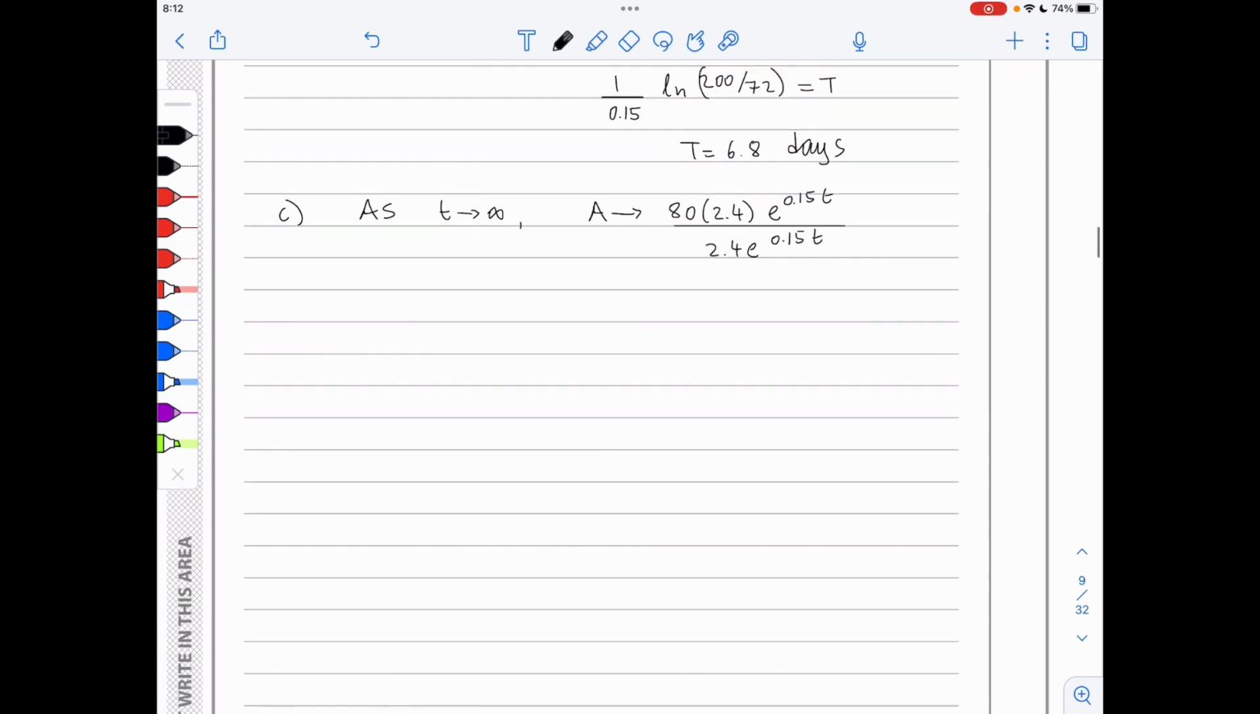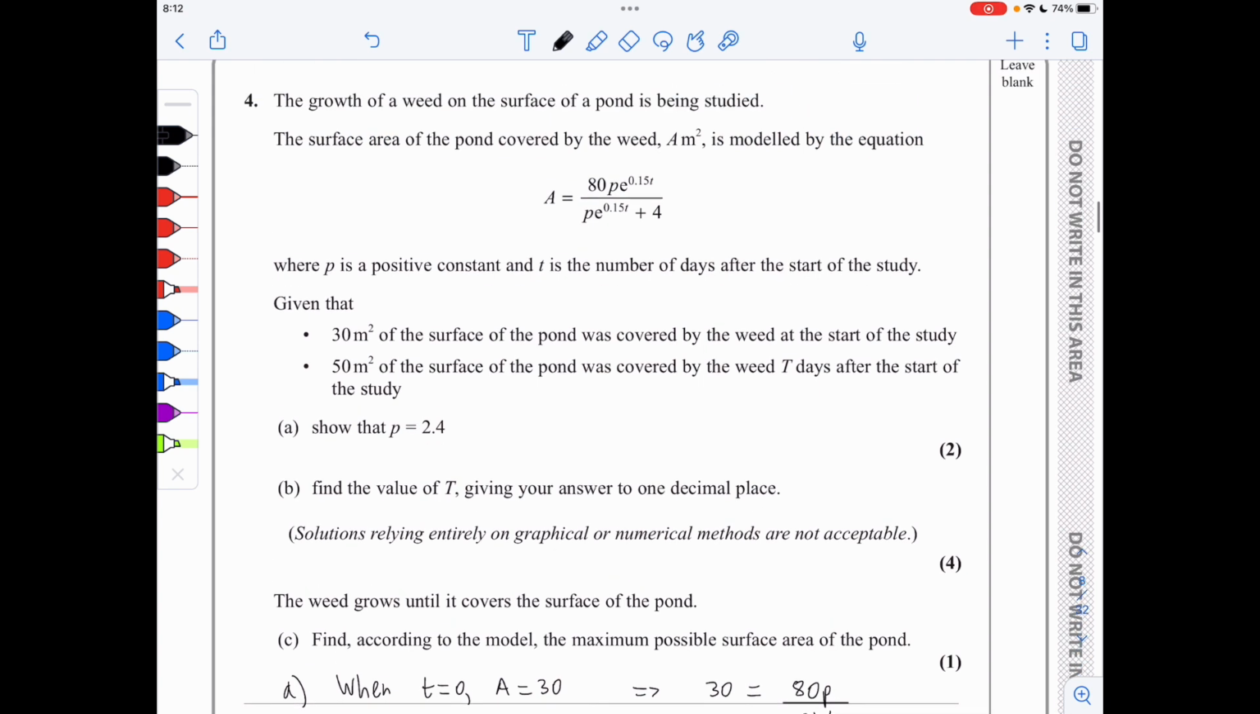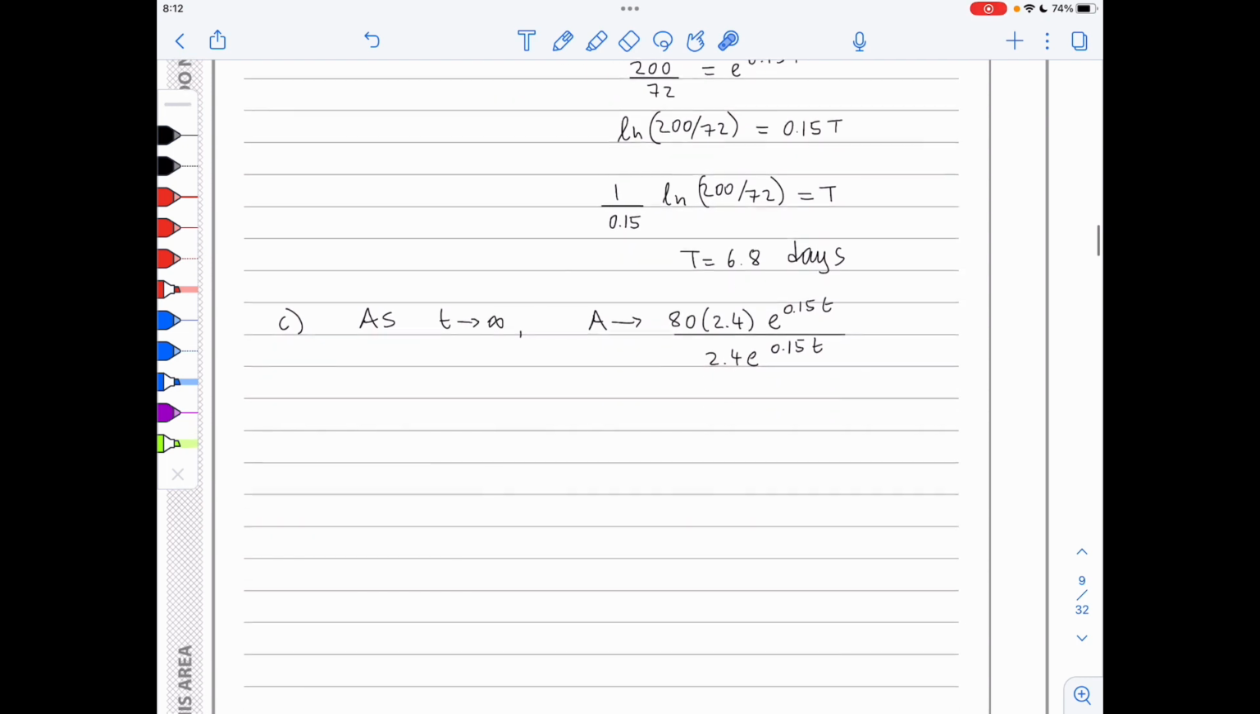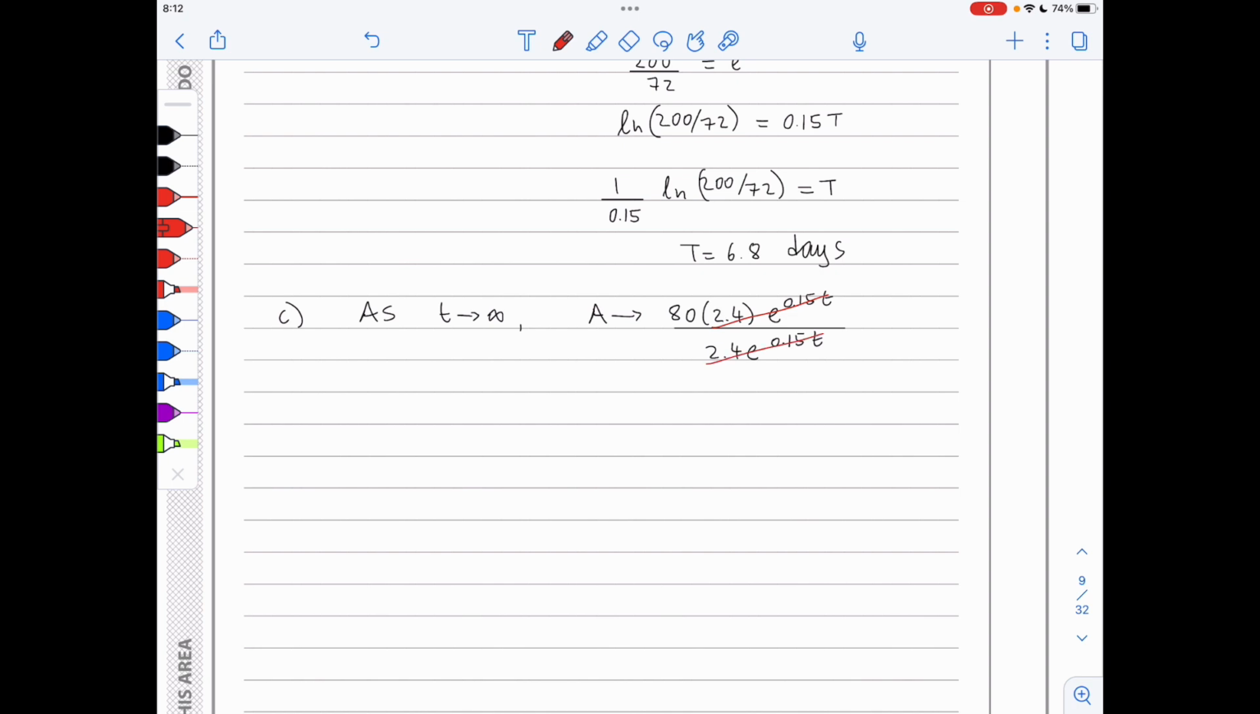The reason for that is that if we go back to the original equation for A, as T grows larger and larger, then the 4 becomes insignificant, and essentially all the information arises from the exponential terms. So the capital A will be tending towards this, and you can see that the 2.4 e to the 0.15 T cancels out, and this is simply 80. So the maximum value for A, the maximum area, is 80 square meters.